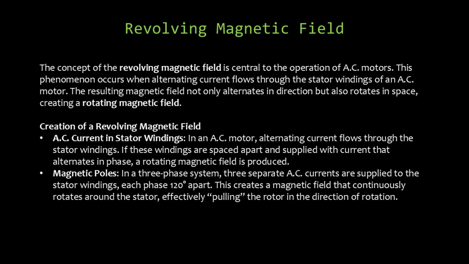The speed of this rotation, known as synchronous speed, can be calculated by the formula. Synchronous speed equals 120 times frequency divided by number of poles. This elegant principle allows AC motors to convert electrical energy into smooth, continuous mechanical motion.